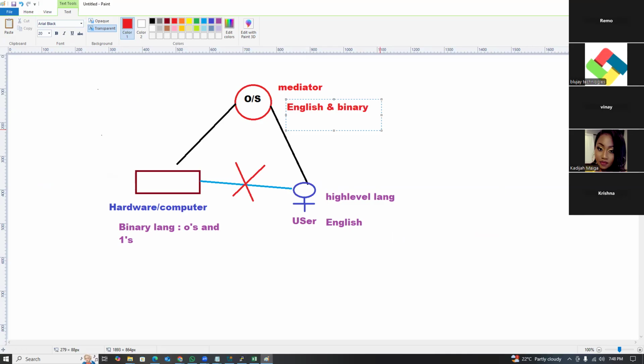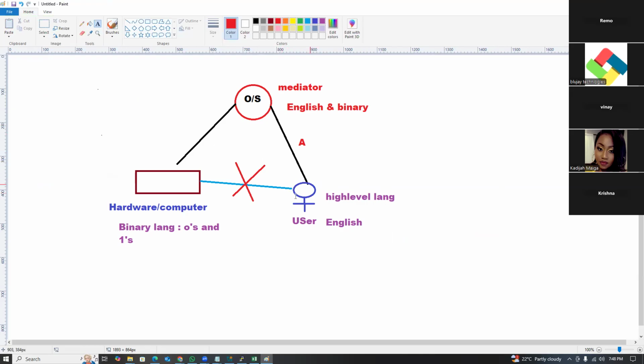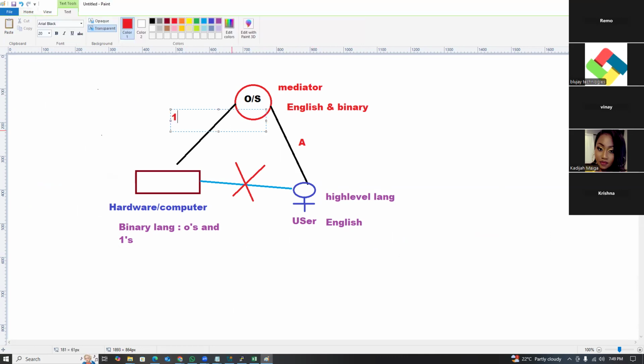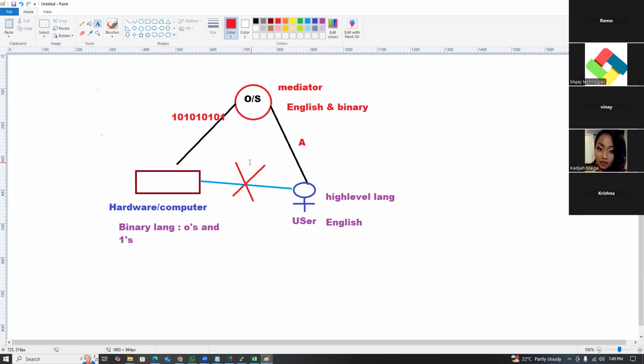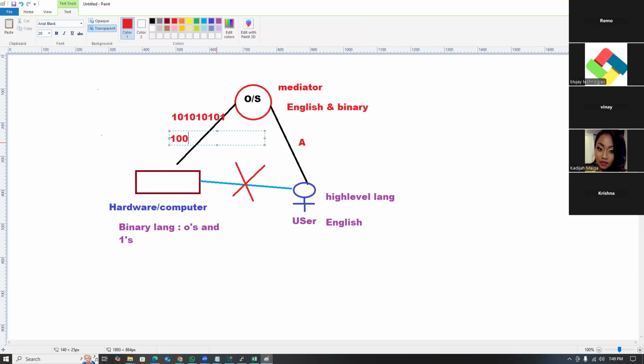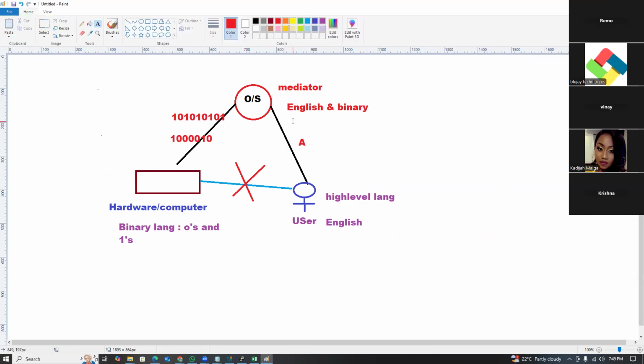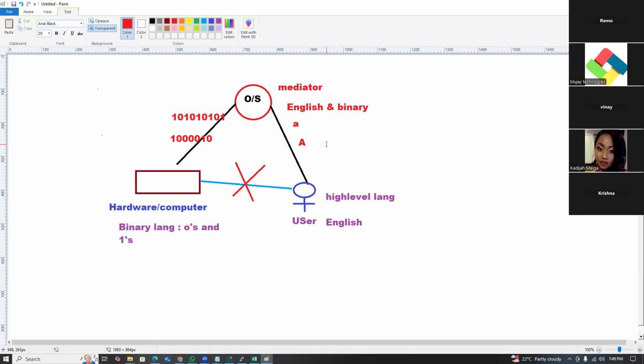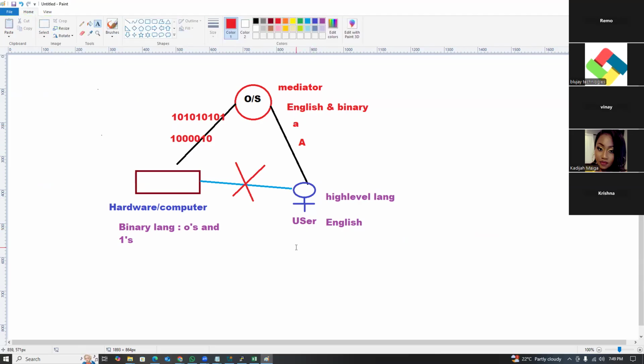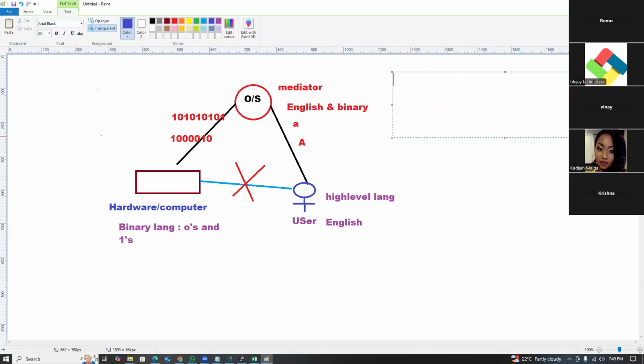For example, on the keyboard you press a capital A. Whatever the user gave as input, the OS takes and converts to zeros and ones, something like 1000011. And whatever the computer gives, the OS translates and sends to the user. Vice versa. Guys, now you understood? What is OS in simple language?